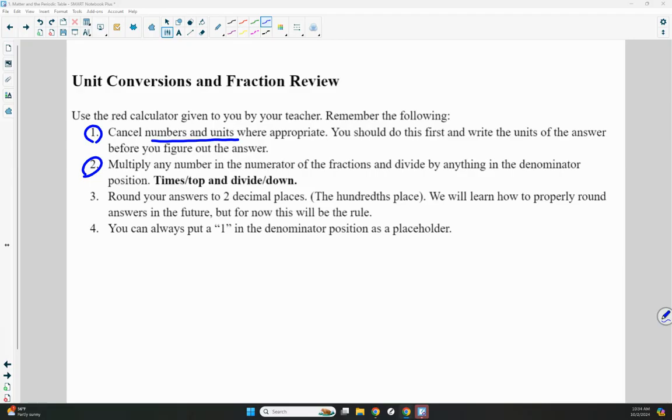So there's a little bit of a mnemonic for you to remember. Times on top, notice they both start with T, and divide down, notice those both start with D. Okay? And again, I'll show you what I mean by this in the examples.